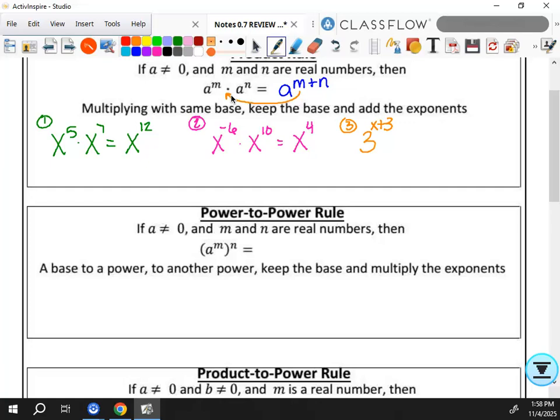If I have two terms with the same base and I keep the base and add the exponents, then I should be able to take it back apart. I have a base that has an exponent that has addition in it, so I should be able to break that up into 3 to the x times 3 to the 3rd. You see how that works? And we're just going backwards.